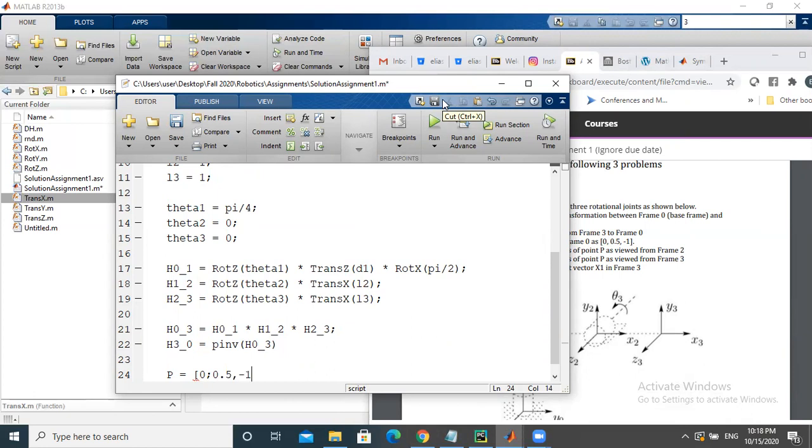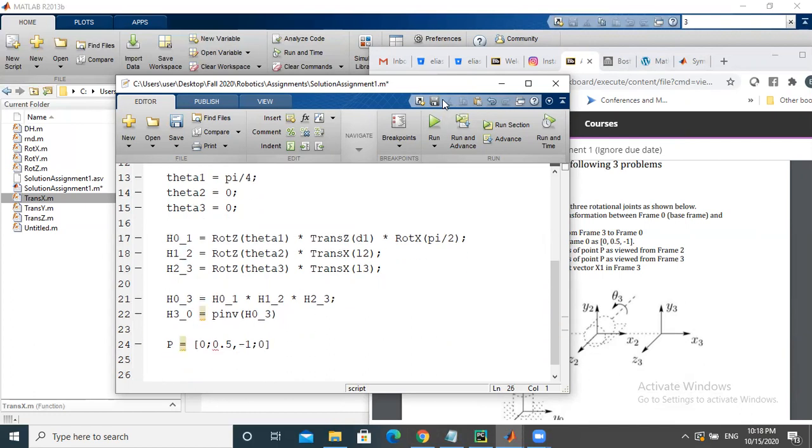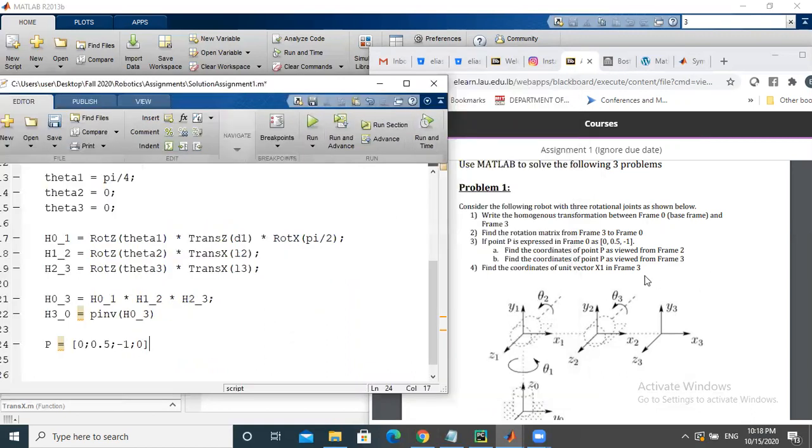0.5, -1. And remember, we always add 0 at the end of it. Okay, this has to be a semicolon. If we are only doing a rotational transformation, then this would be 0. But if you're looking at the actual point, then the last one would have to be basically 1, right?